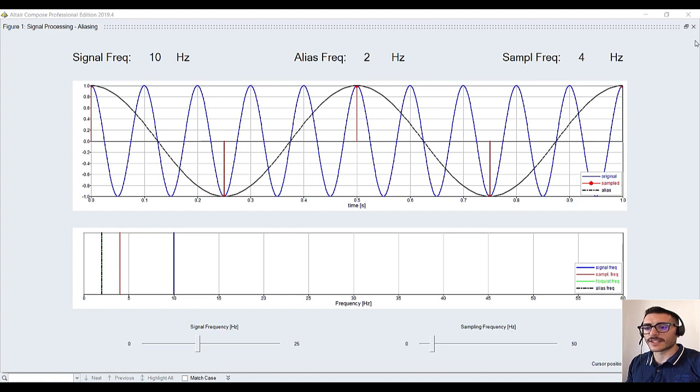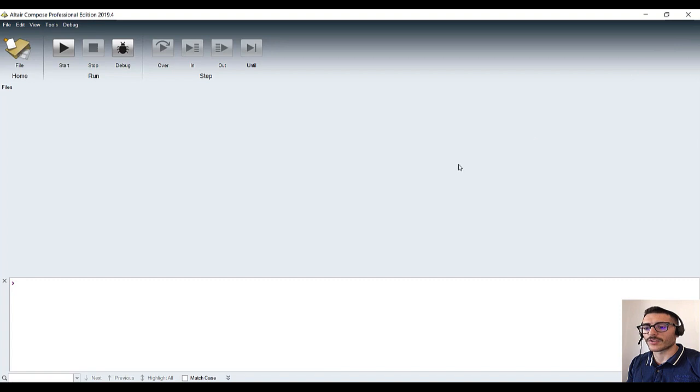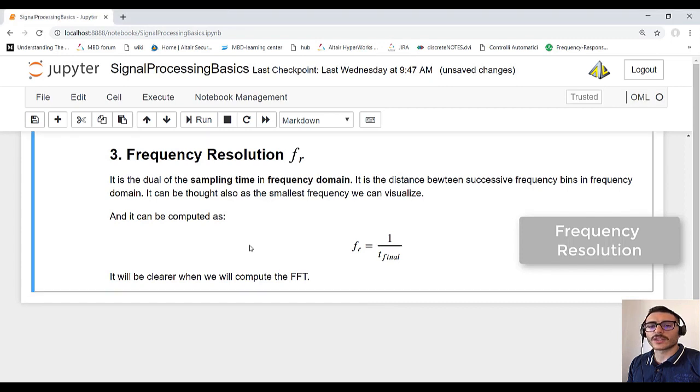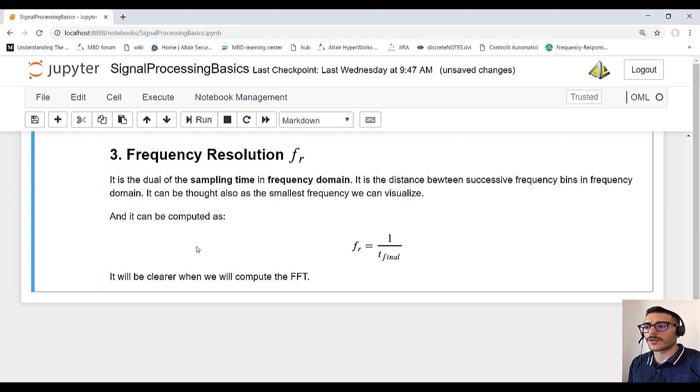And that's it for this example. Let's move back to the Compose notebook. The last thing I want to talk about is the frequency resolution. The frequency resolution can be thought of as the sampling time in the frequency domain. So it is the distance between successive frequency bins in the frequency domain, and it also represents the smallest frequency we can visualize.